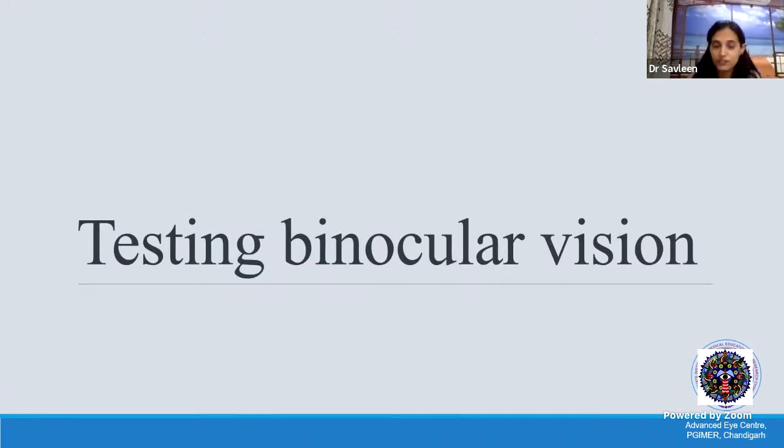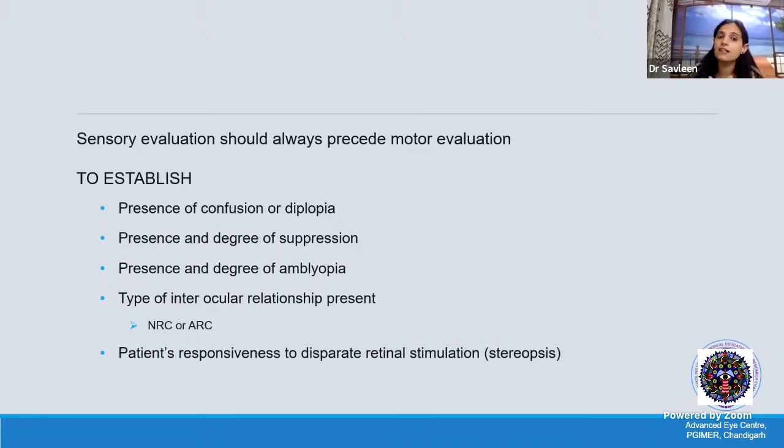I know it is very theoretical that we have talked about how binocular vision has developed, but in order to test it, we have to dissociate the two eyes. We kind of do the opposite of what the brain is trying to do. So this sensory evaluation of binocular vision, we should always do before the motor evaluation, because as you examine the patient, you dissociate the eyes by your cover testing, by putting prisms. So always do the sensory evaluation before you move on to the motor evaluation.